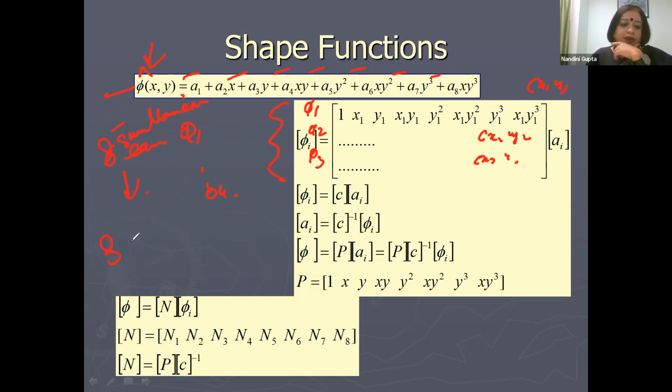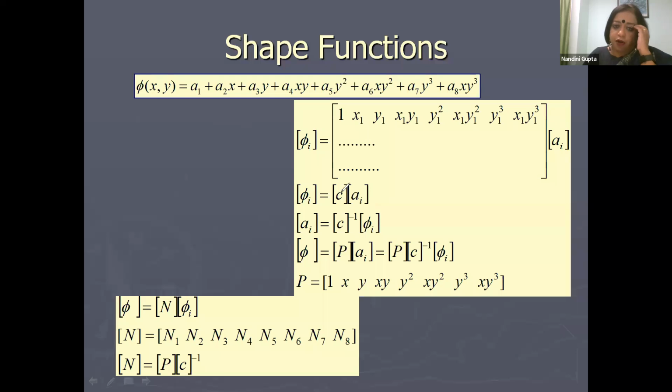And solving them, I can get the 8 coefficients, right? So let me call this the coefficient matrix. This is your coordinate matrix. This is your coefficient matrix AI, which has A1, A2 up to A8. Phi I is the nodal vector. So phi I is equal to C into AI. So taking AI to the left-hand side, AI can be written as C inverse phi I.